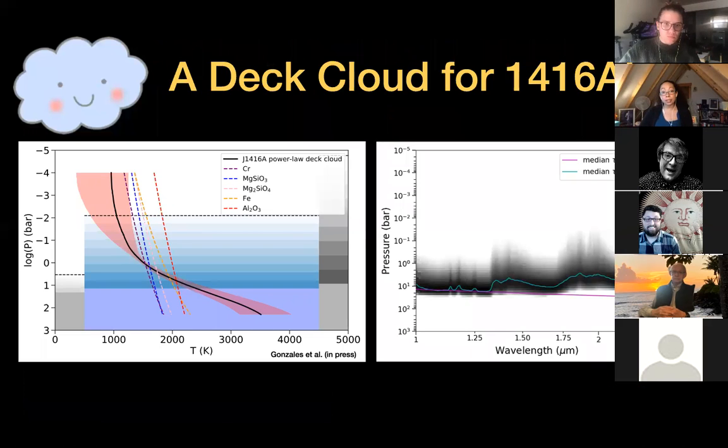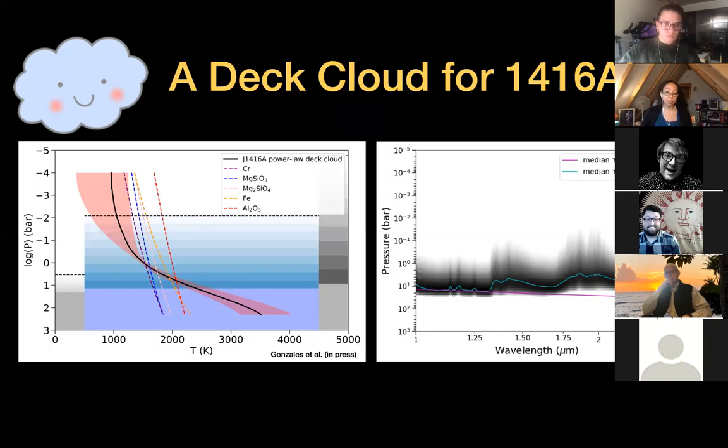So for 1416A, we see it's best fit by a power law deck cloud model. You can think of a deck cloud like a thick fog where you can see down through to a certain point, and after that it becomes thick and you can't see. In the middle of the figure on the left-hand side, in purple is the region where the cloud becomes optically thick. And that shading of blue up to the dashed line is where it drops from an optical depth of tau equals 1 to tau equals 1/2. And the gray shading on either side is the plus or minus 1 sigma confidence for the cloud.